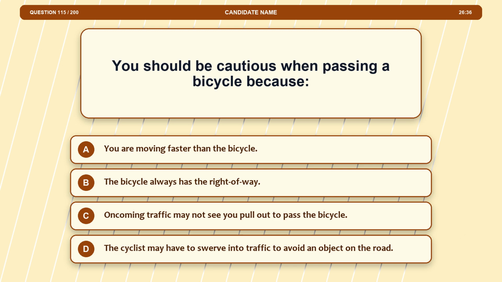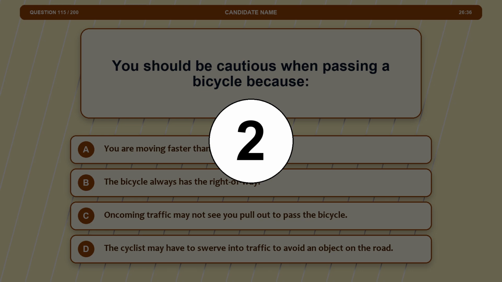Question 115. You should be cautious when passing a bicycle because of: Option A, you are moving faster than the bicycle. Option B, the bicycle always has the right of way. Option C, oncoming traffic may not see you pull out to pass the bicycle. Option D, the cyclist may have to swerve into traffic to avoid an object on the road.